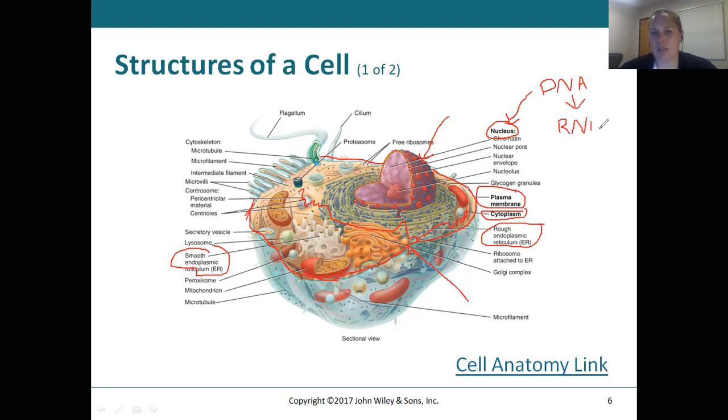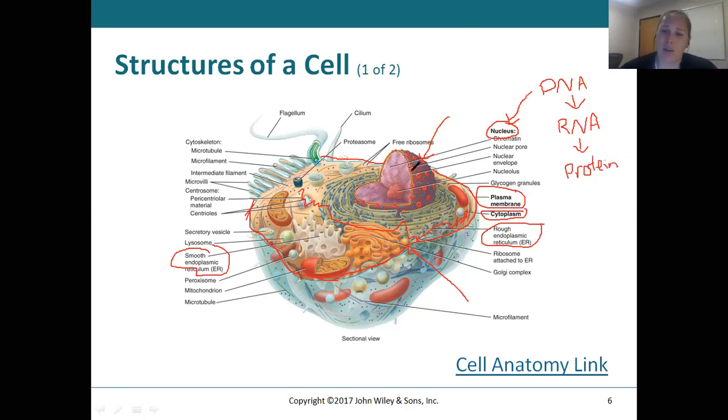DNA, if you remember, is a double-stranded structure. RNA can be double or single-stranded, but in this case, we're talking about something that's single-stranded. So DNA makes RNA, makes protein. This is just the very simplified set of steps that takes place in the cell.